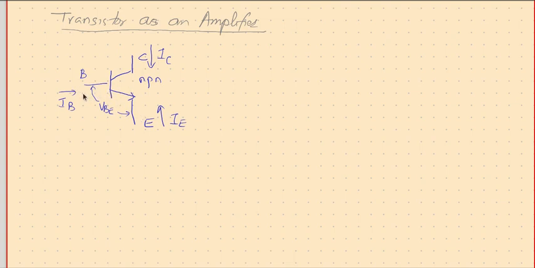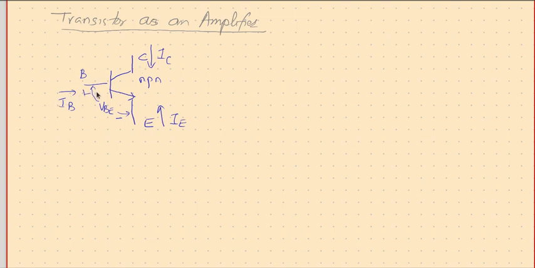Between base and emitter, there is VBE, that is the base emitter voltage. Between base and collector, there is VBC, that is the base collector voltage. Between collector and emitter, there will be VCE, that is the voltage between collector and emitter.